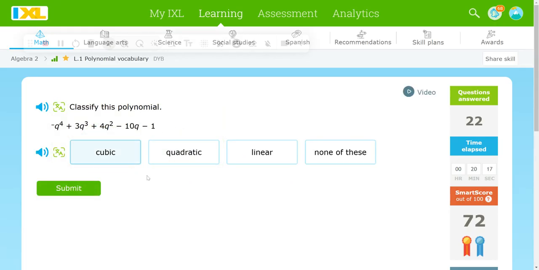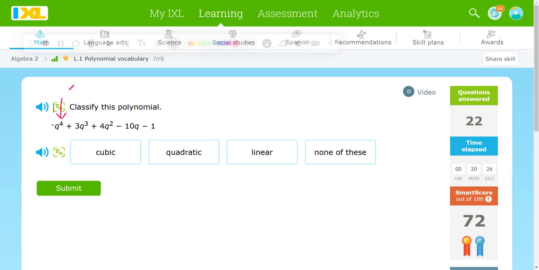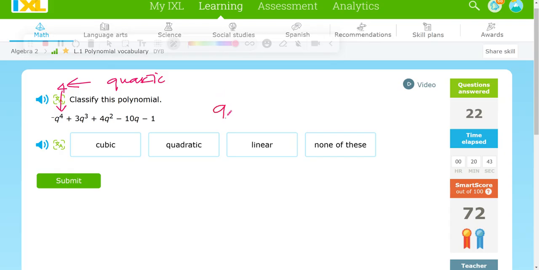Okay. And now you classify this polynomial, but by the degree. Okay. So take a look over here. The highest power is 4. Okay. So 4 is quartic, we don't have it. So number 4 we call quartic. Okay, quartic. You don't have it. So I would choose none of these. Okay.